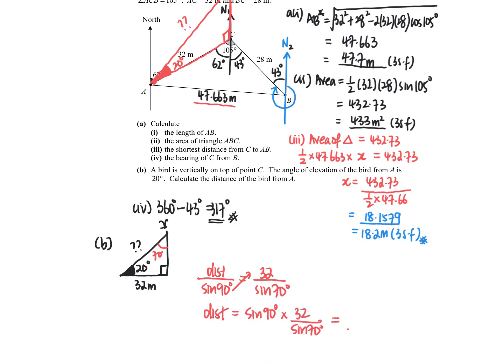Okay, what's the answer? What's the answer? 27.20. So 27.2. What's the answer? I got 27. 34.05 something. So 34.1 meter.